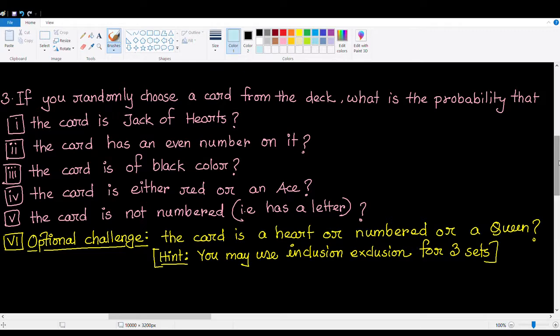The question asks what is the probability that the card you have picked randomly is a heart or numbered or a queen. If it's a heart, it's okay. If it's numbered, then it's okay. Or if it's a queen, it's also okay. So what is the probability that this condition is satisfied? As a hint, you may use inclusion-exclusion for 3 different sets or events in this case.